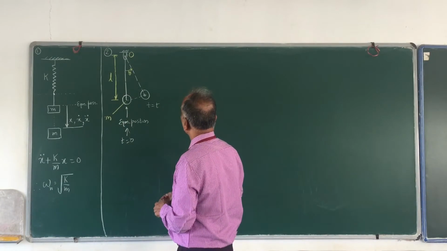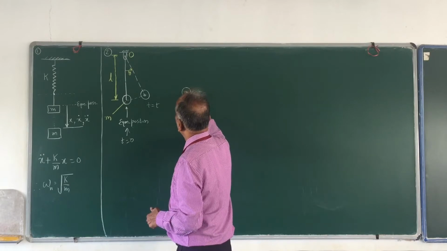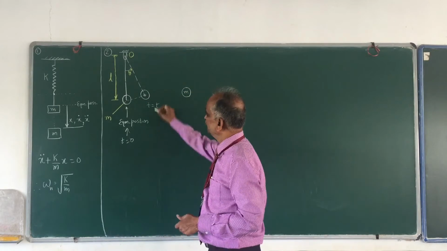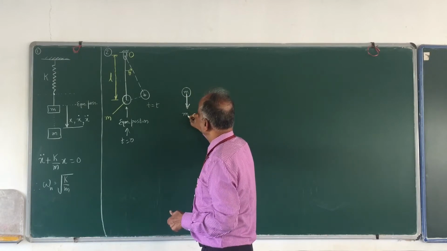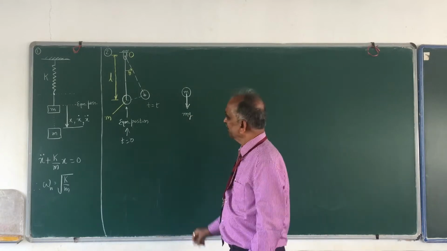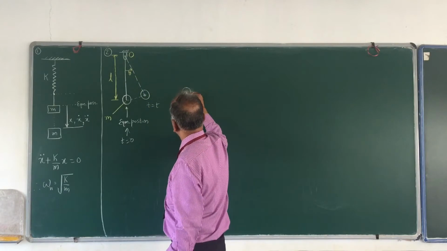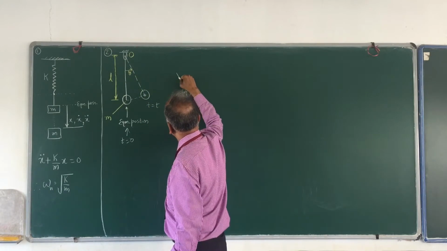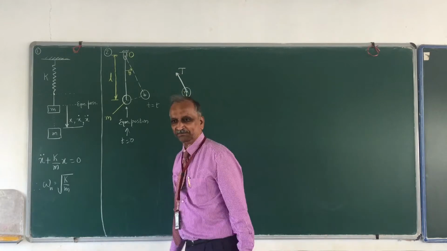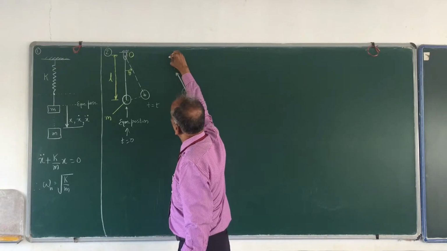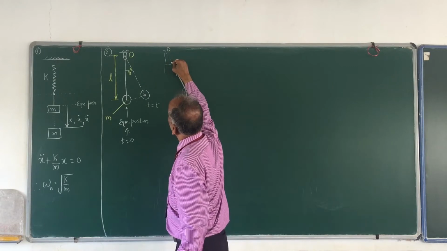Then I shall draw the free body diagram of that mass. This is the mass, this is the position. Its weight is acting vertically downwards, this is the mg. And this is the thread. If I cut the thread, then I have the tension in the thread. Please remember, this will go to the point O, and this angle is theta.